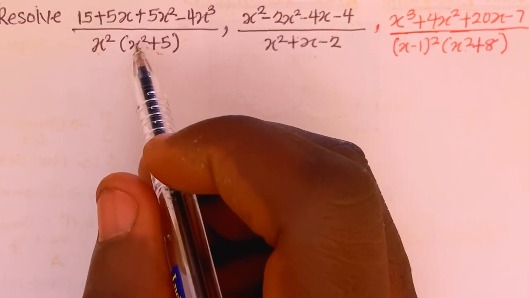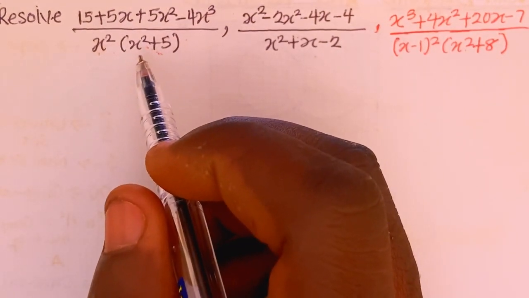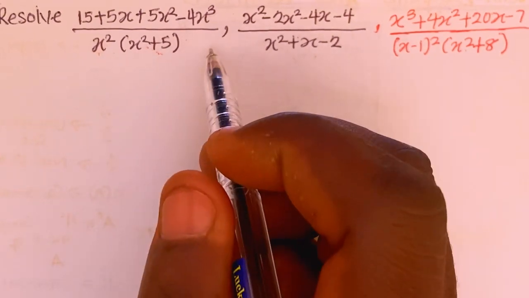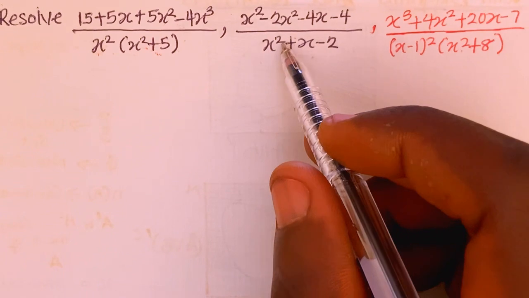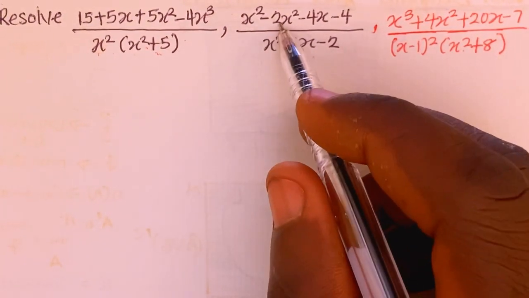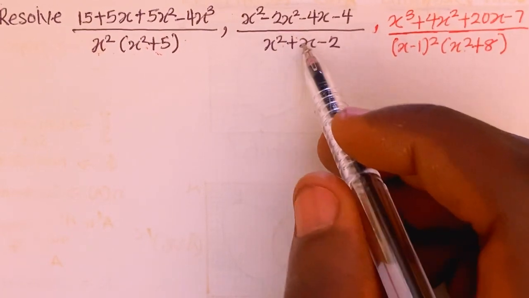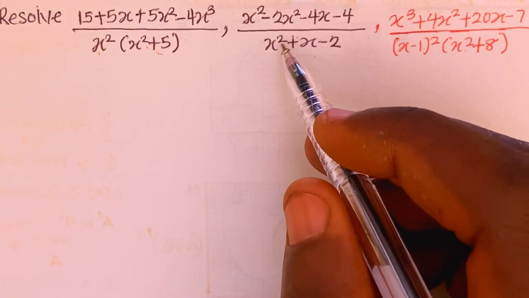So in this case, the type of partial fraction that this question falls on is the non-linear repeated partial fraction. Looking at this one, the highest power of x is 2, and the highest power of x is also 2 here. Since the power of x at the denominator and the numerator are the same, you can perform long division.